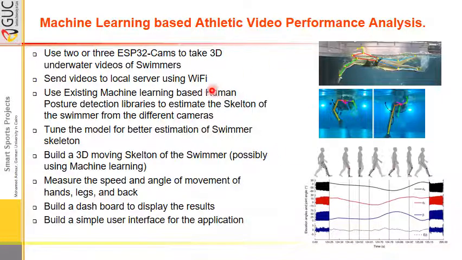Then, from what we get from this model, we will have to build our own machine learning approach to transfer this 2D model into a 3D model of the athlete. That 3D model is then used to measure the speed of different parts of the athlete, like you see on this image, where we're measuring only the movement of one leg.